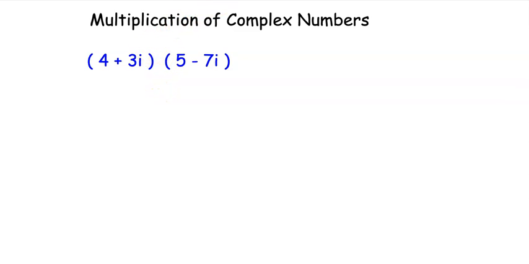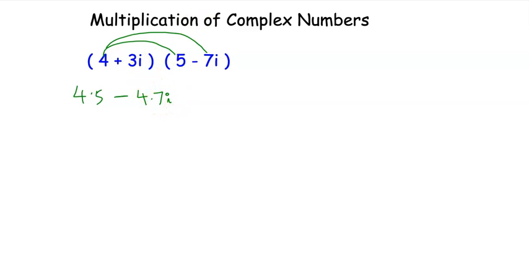Multiplying these binomial expressions, we will take this 4, and with 4 you multiply every term in this second expression. So 4 times 5. Next I'll do 4 times 7i. Positive times negative, that is a negative sign. So 4 times 7i. So I'm done with 4. 4 times 5 and 4 times 7i. This multiplication is done with 4.